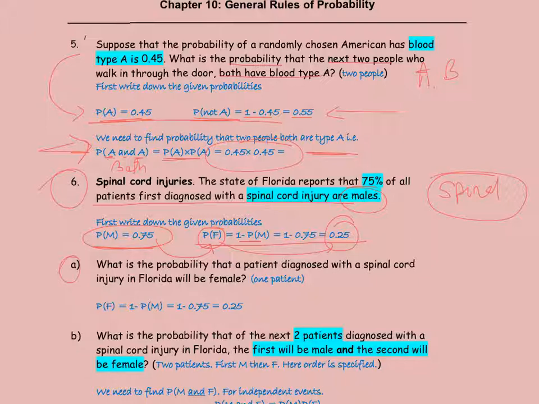Let's read the first question. What is the probability that a patient, so one patient, diagnosed with spinal cord injury in Florida is female? So we already have that done, and that would be 1 minus the probability that the patient diagnosed with spinal injury is male, which is 1 minus 0.75, which is 0.25.